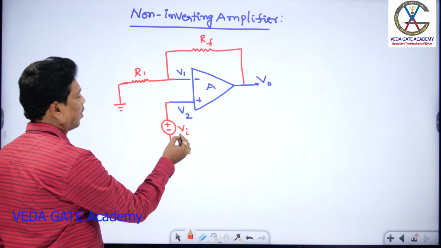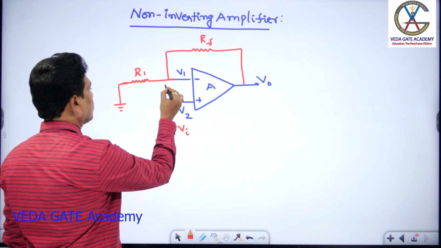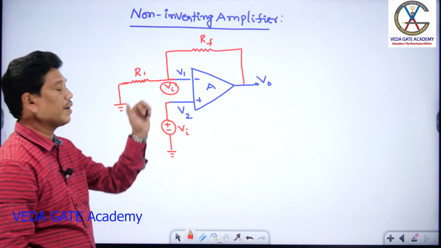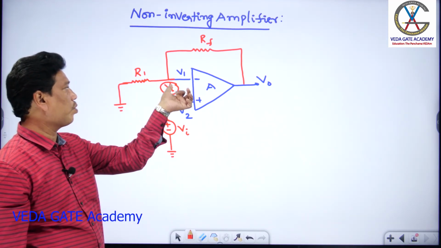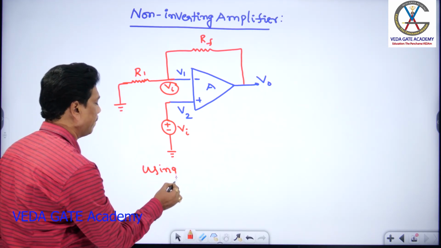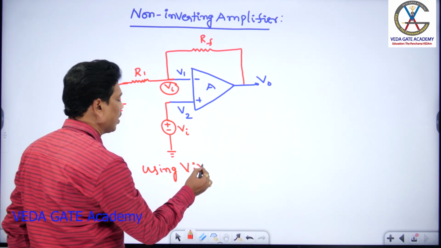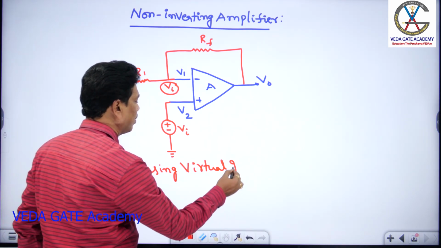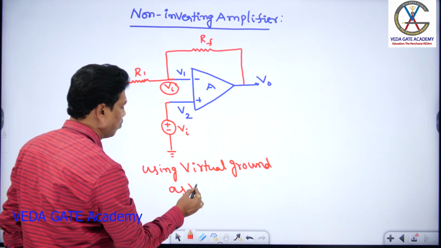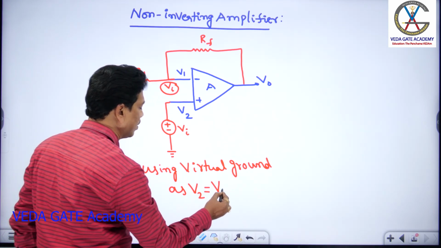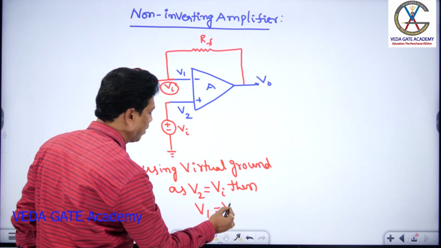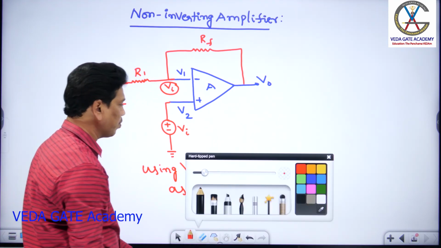According to virtual ground, here V2 equals Vi, which means V1 also equals Vi. That's the virtual ground phenomenon. So the non-inverting voltage should be reflected there. Here Vi is present, so automatically the inverting node voltage is also Vi. This is the condition. Using virtual ground, as V2 equals Vi, you can also say that V1 should be equal to Vi.